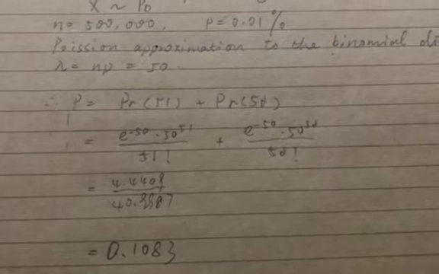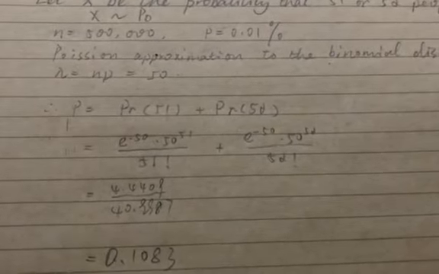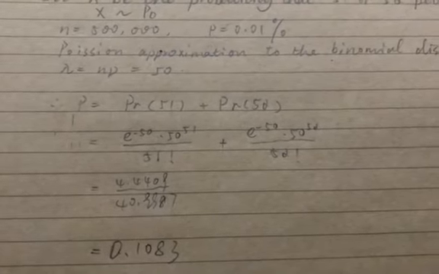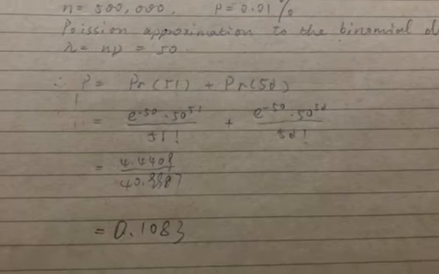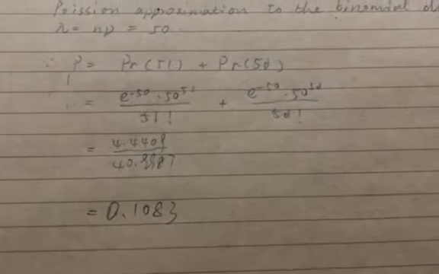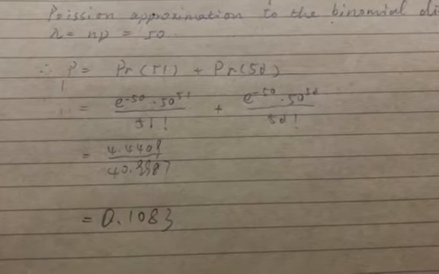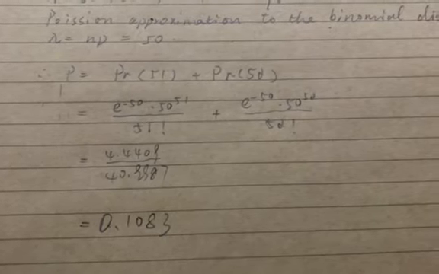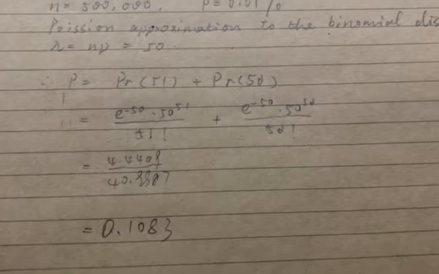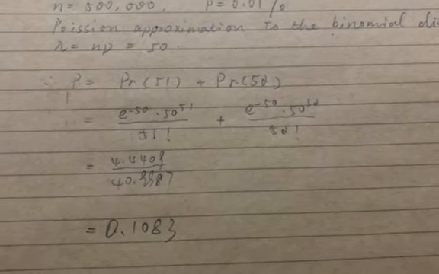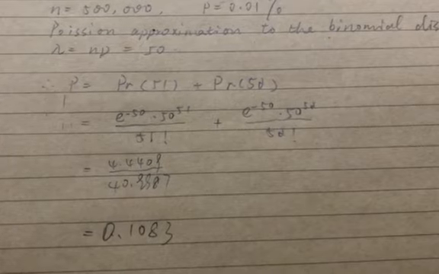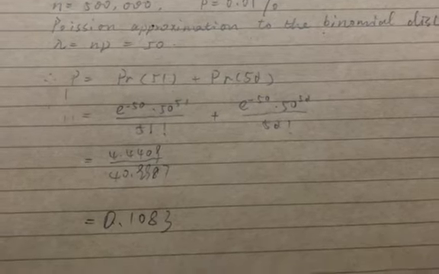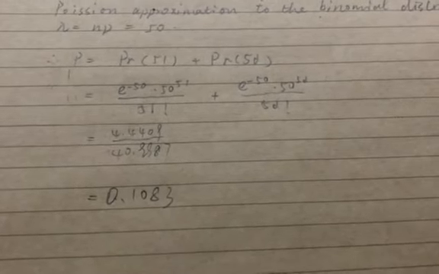So the probability is the probability that 51 people will be affected by the infectious disease plus the probability that 52 people will be affected, which equals e to the power of negative 50 multiplied by 50 to the power of 51 over 51 factorial, plus e to the power of negative 50 multiplied by 50 to the power of 52 over 52 factorial. And the final answer is 0.1083.